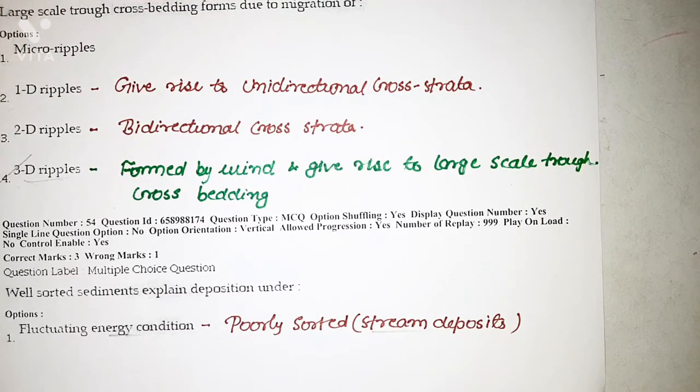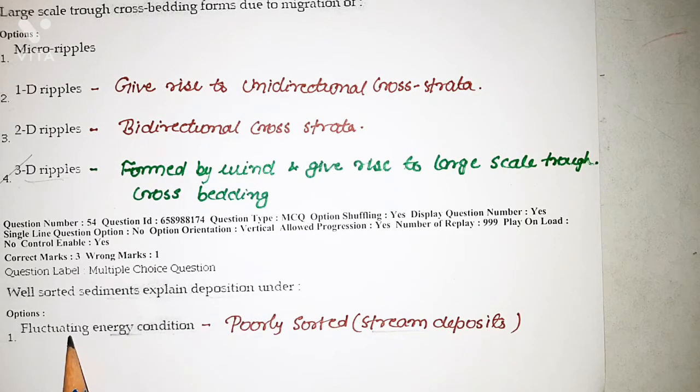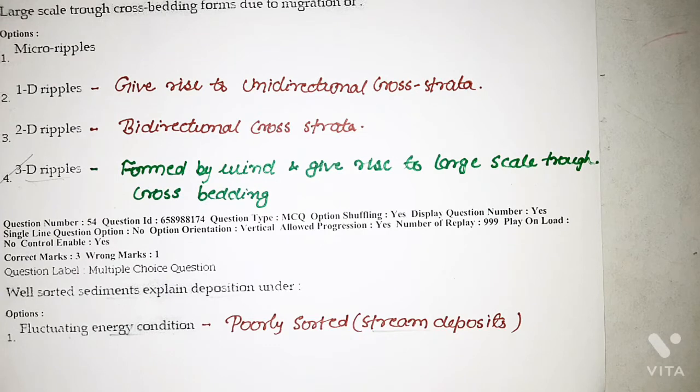Next question is, well sorted sediments explain deposition under. First option is fluctuating energy condition, second option is constant energy condition, third option is high energy condition, and fourth option is low energy condition. So see, sorting is dependent upon the energy condition. Fluctuating conditions occur in stream deposits, which are usually poorly sorted, because the energy in the stream varies with position in the stream. So fluctuating energy condition is responsible for poorly sorted sediments found in stream deposits.